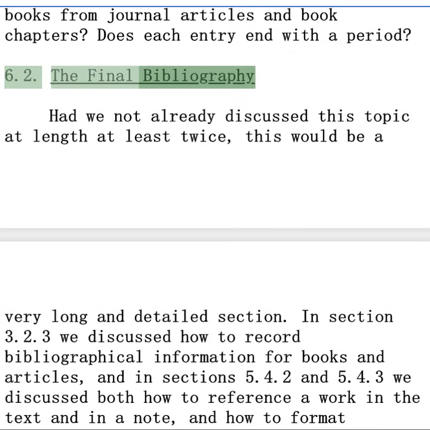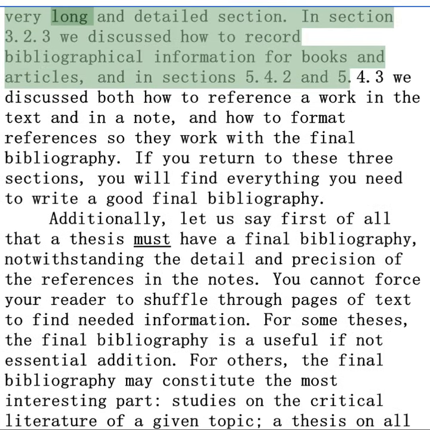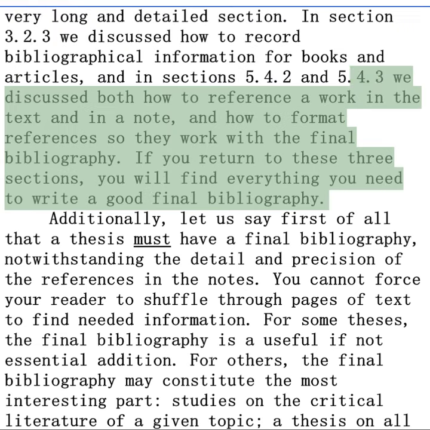6.2 The Final Bibliography. Had we not already discussed this topic at length at least twice, this would be a very long and detailed section. In section 3.2.3 we discussed how to record bibliographical information for books and articles, and in sections 5.4.2 and 5.4.3 we discussed both how to reference a work in the text and in a note, and how to format references so they work with the final bibliography. If you return to these sections, you will find everything you need to write a good final bibliography.